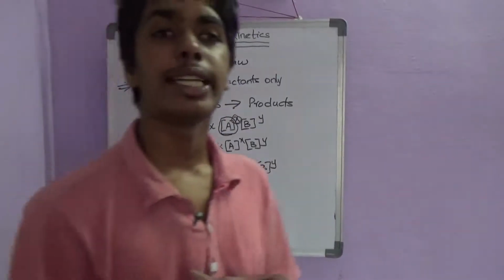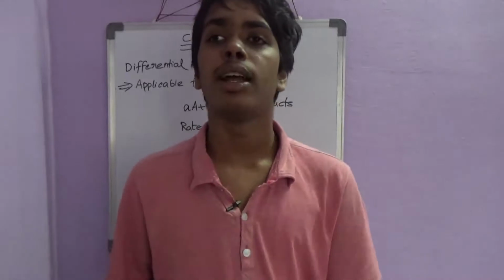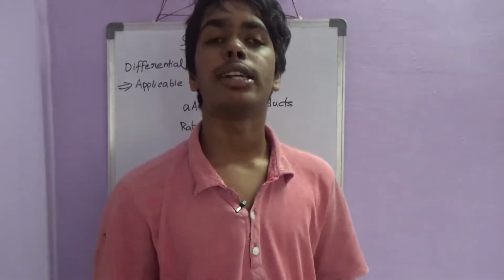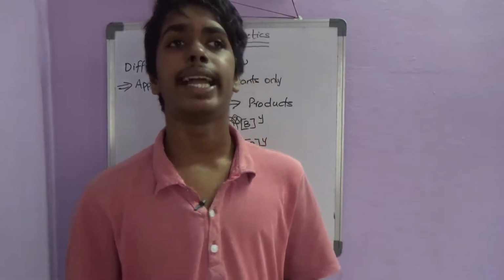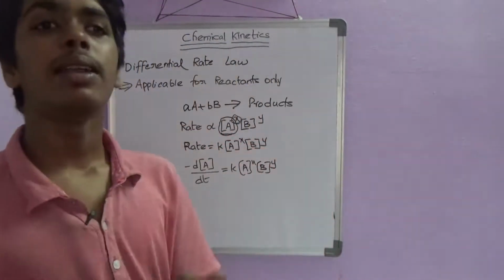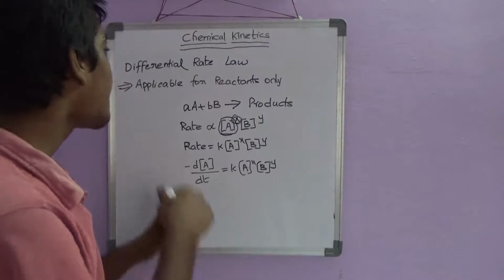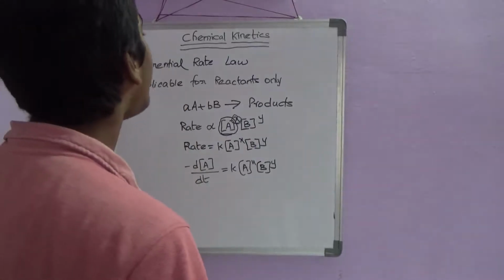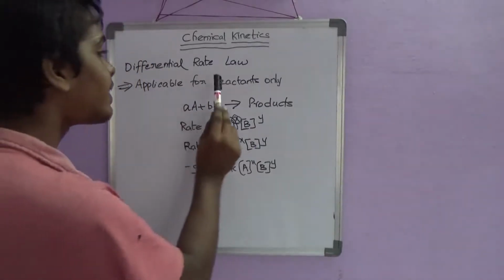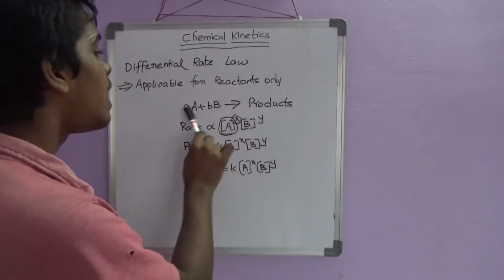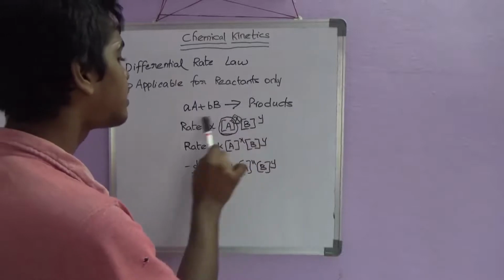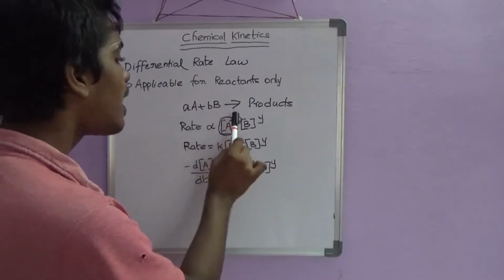Now the rate law states how fast the reactants are converted into products, but it does not tell how much time it will take to convert into the products. Now we will take the summary of this differential rate law. It is applicable for reactants only. For example, if we take A plus B gives products, rate is directly proportional to A to the power of x.